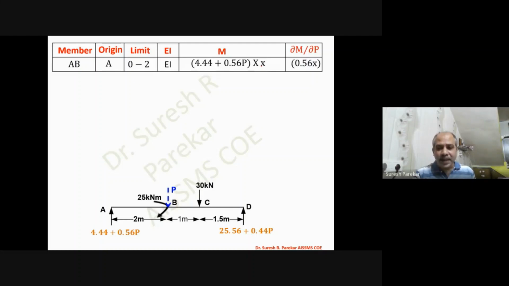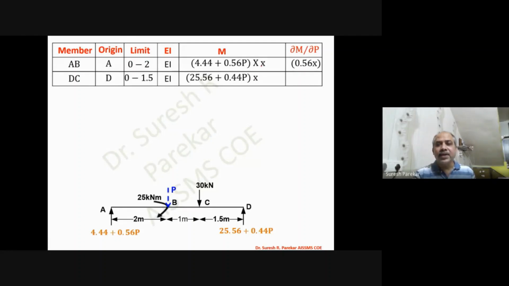Now similarly, I can go D to C. Now D to C, coming from right, so D 0 to 1.5, EI we have, and then 25.56 plus 0.44 P into X. So here we will get 0.44x, and then we have C to B.